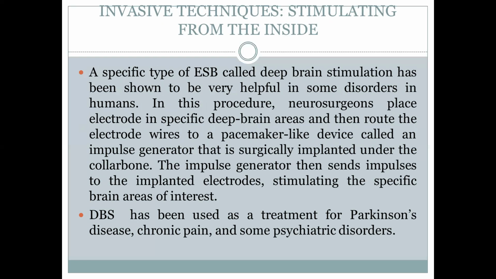Invasive techniques: stimulating from the inside. A specific type of ESB called deep brain stimulation has been shown to be very helpful in some disorders in humans. In this procedure, neurosurgeons place electrodes in specific deep brain areas and then route the electrodes' wires to a pacemaker-like device called an impulse generator. It is surgically implanted under the collarbone. The impulse generator then sends impulses to the implanted electrodes, stimulating the specific brain area of interest.